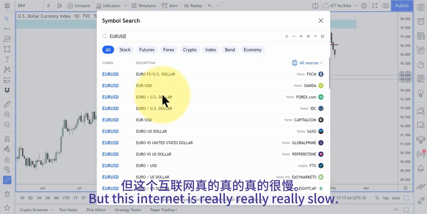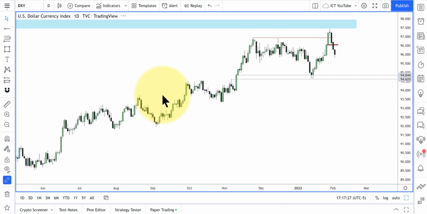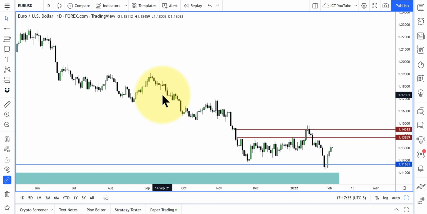Yeah, I'm not sure what's going on with this internet. It's really, really, really slow. Look at how long it took to load that up. Annotations ain't even showing up, are they? There we are.